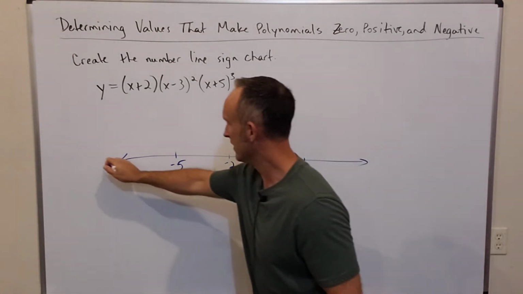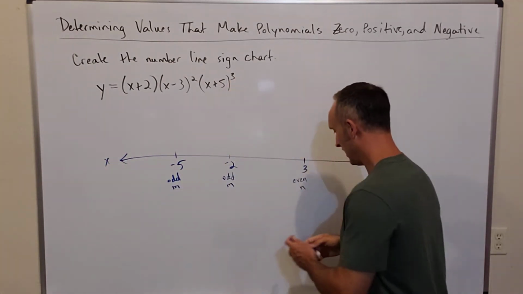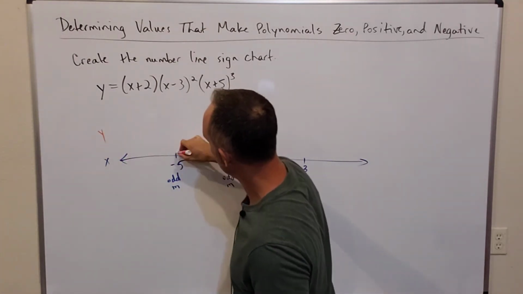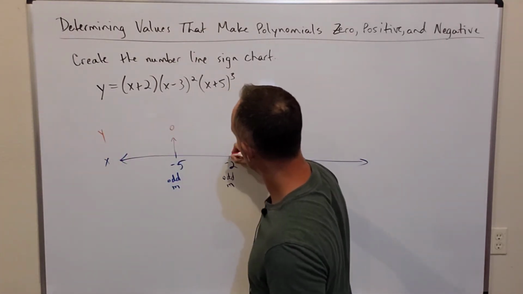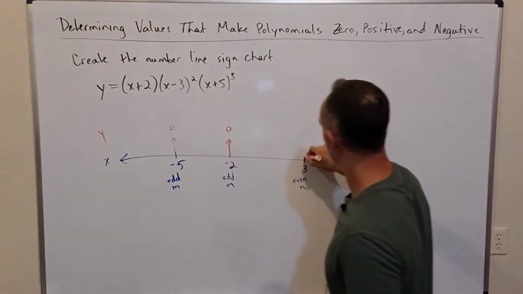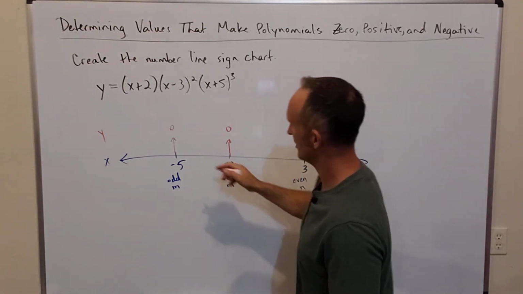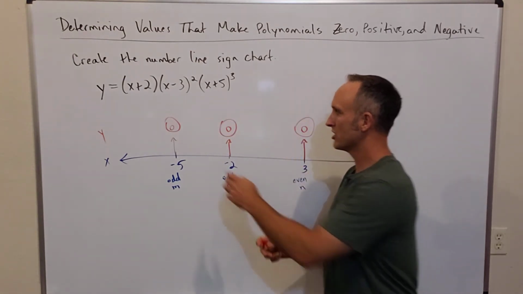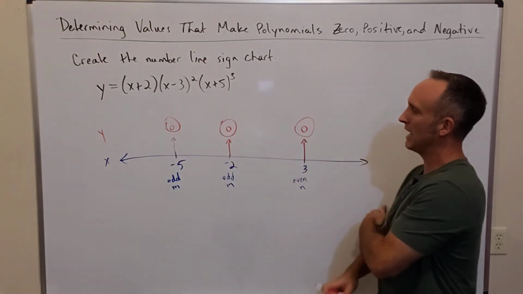So these are the x values. And now we want the y values. And we already know that these are the zeros. These critical values are zeros. So the y values at each of those is 0. Now, what we need are signs between the 0 outputs.